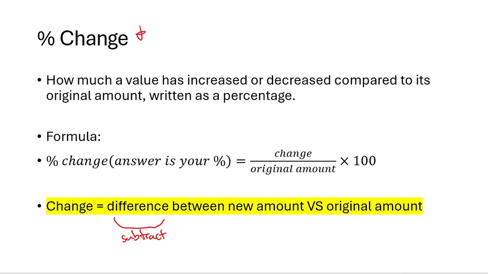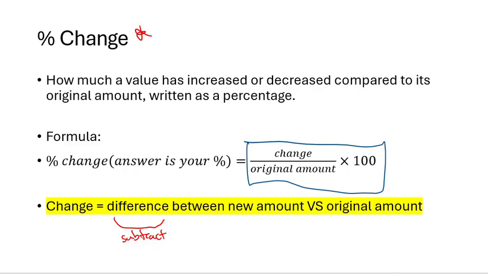Now, this is really important. Percentage change, very big deal. It's basically saying how much a value has increased or decreased by compared to its original amount. Okay, and your final answer should be written as a percentage. So this is the formula you use. Change over original times 100.